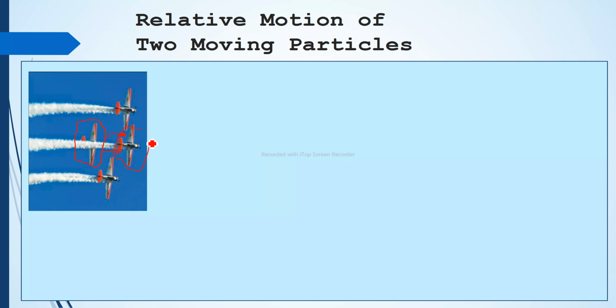Or if you are the pilot of this plane, you should also have an idea of your relative position with the other planes, just in case, so that you have an idea of your speed in such a way that you cannot crash or collide with the other plane. So that is the concept of the relative motion of two moving particles.